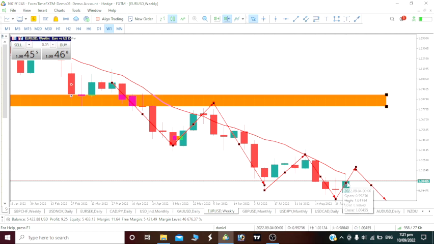But before that, we are on a pullback level right now. Is the pullback level over? Well, it's something we can't really predict now, but we know sooner or later we will be having a good amount of drop on our Euro USD.